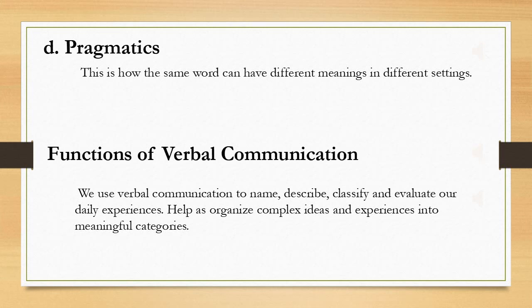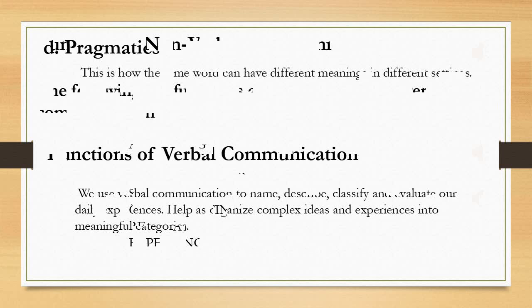For example, when we feel the gush of wind touch our skin, we say it is cold. Sometimes we say it's as cold as ice based on our evaluation of how cold it is. In this manner, we label our feeling cold. We evaluate, thinking how cold it is, and we classify the said feeling, very cold or as cold as ice. Functions of verbal communication. We use verbal communication to name, describe, classify, and evaluate our daily experiences. They help us organize complex ideas and experiences into meaningful categories.